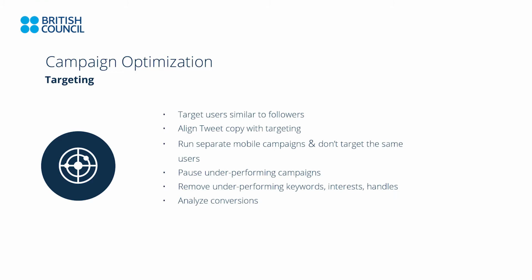Align tweet copy with your targeting. Ensure that your tweet copy is relevant to the people that you're targeting, to your target audience. Run separate mobile campaigns so you can test different campaign settings, see the one that works better, and then optimize that particular one while you stop the other one. Don't target the same users.